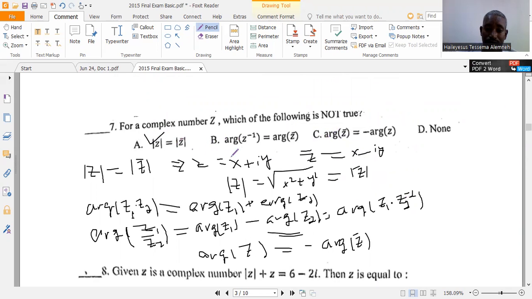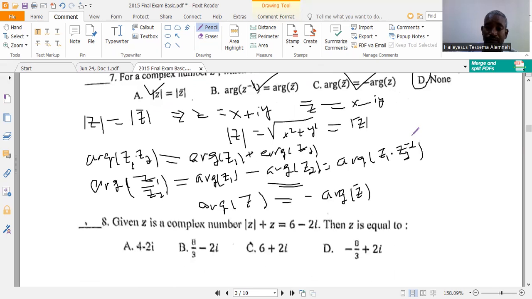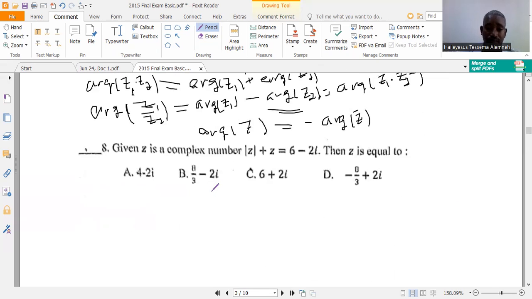So the argument of z inverse is equal to the argument of z conjugate, clearly true, because the argument of z inverse is the negative of the argument of z, and the argument of z conjugate is the negative of the argument of z. Therefore they are equal. So the choice that is not true is D. D is the correct solution.